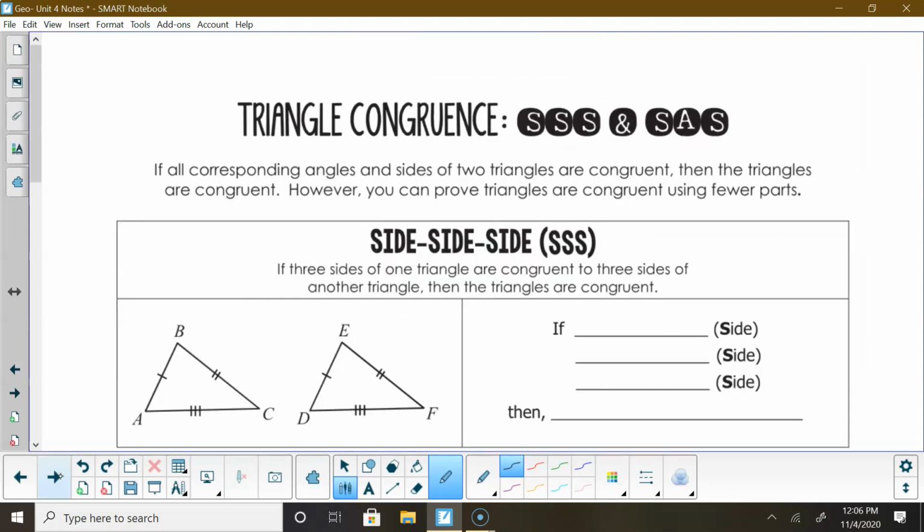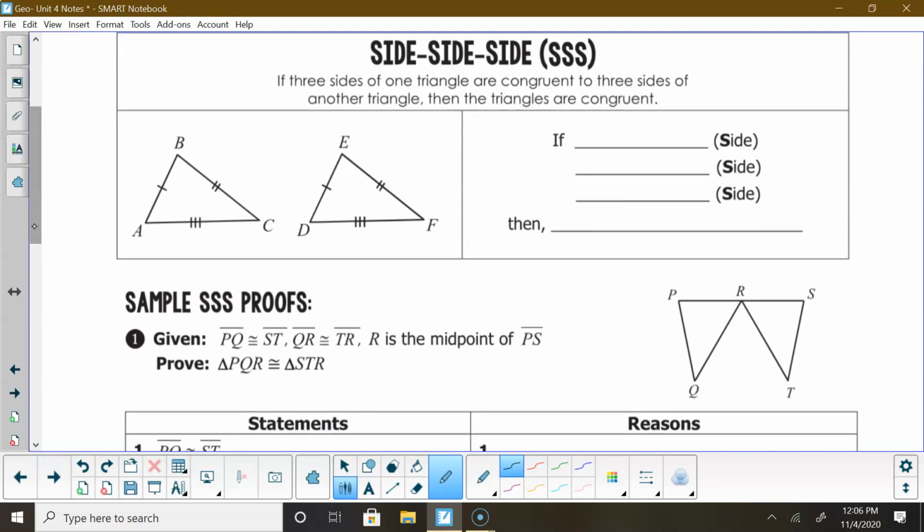So, if you've got side, side, side, first of all, doodle all over the pictures they give you on the proofs. It helps way more than anything else. Okay? Make sure that you're following marking protocols. If it's got one dash, it's only congruent to the other one with one dash. So, if I'm looking at this, I've got AB congruent to DE. I've got BC congruent to EF. And then I've got AC congruent to DF. Once I have all three, then I can say the triangles are congruent.